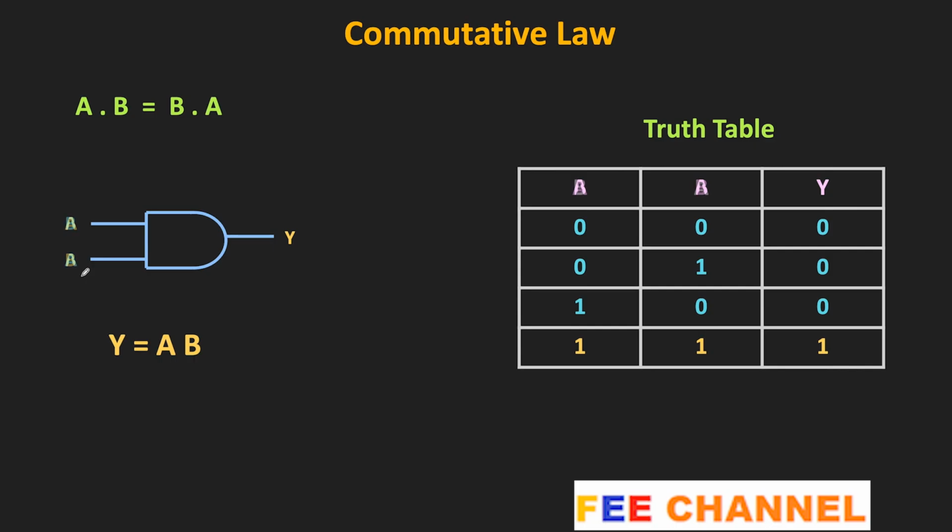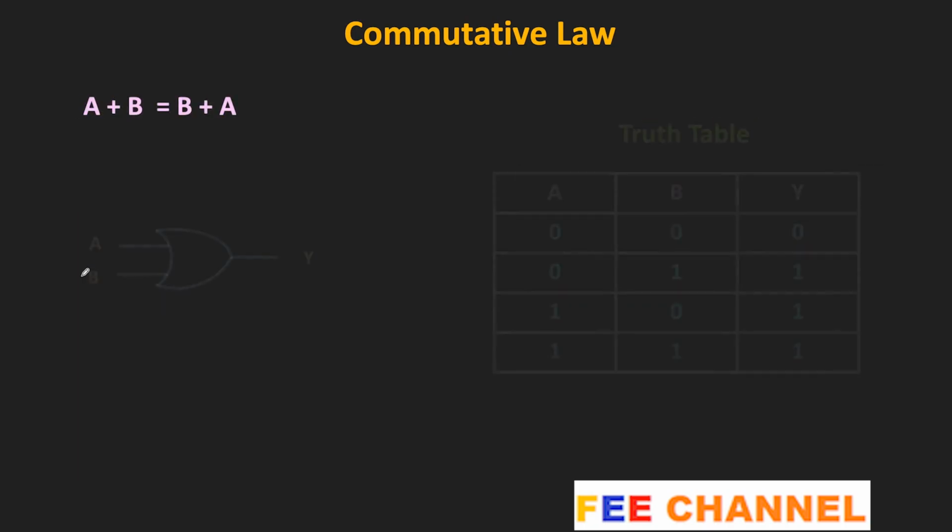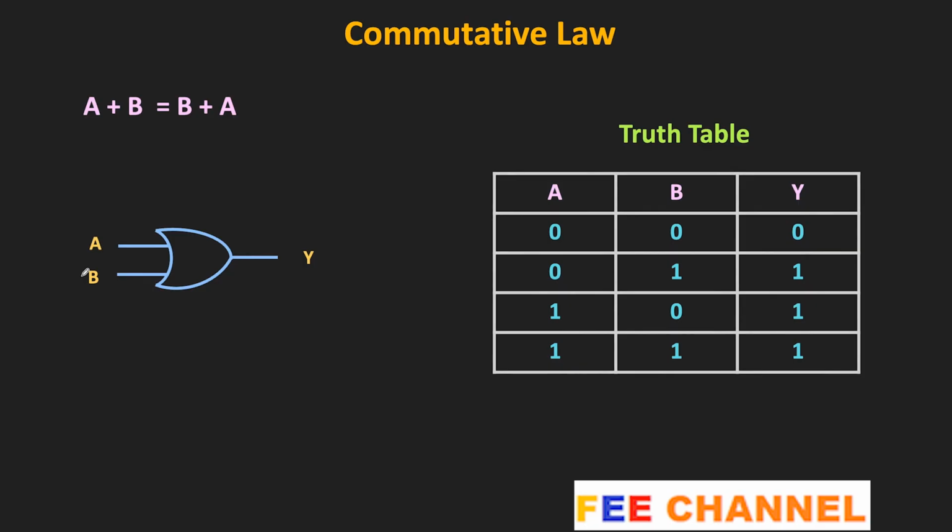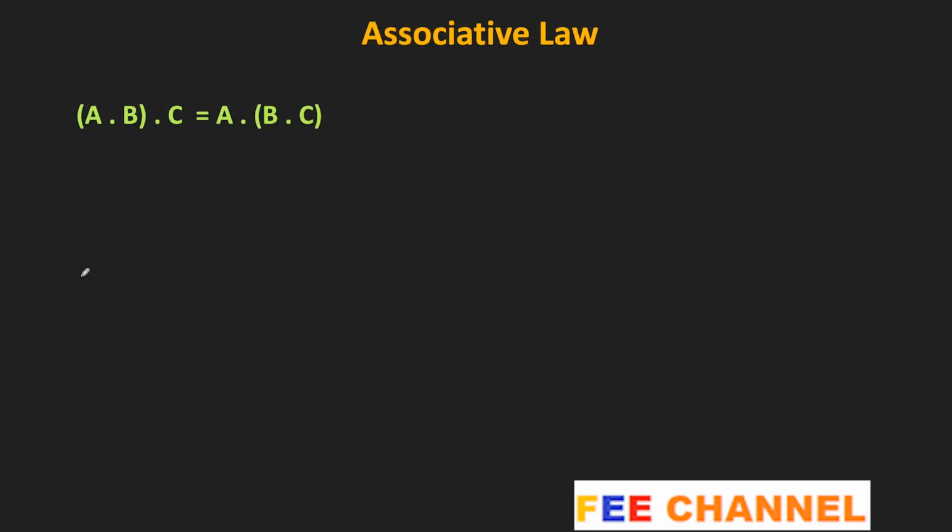Then the next is the commutative law, which says that the order in which the inputs are connected to an AND gate doesn't matter. For example, if we connect input B at the top, and A is connected to the bottom, then also, we will get the same result. That means A dot B is same as B A. And the same is true for the OR gate. That means if B is connected at the top and A is connected at the bottom, then also, the output of the OR gate will remain same.